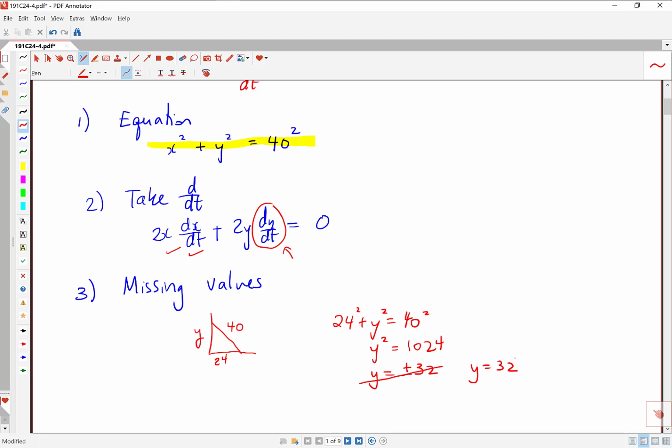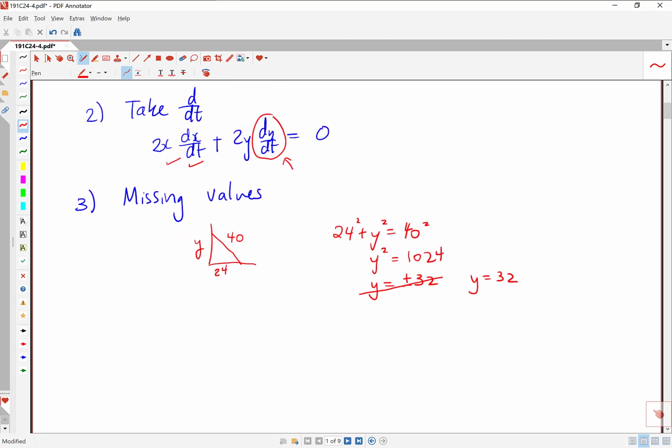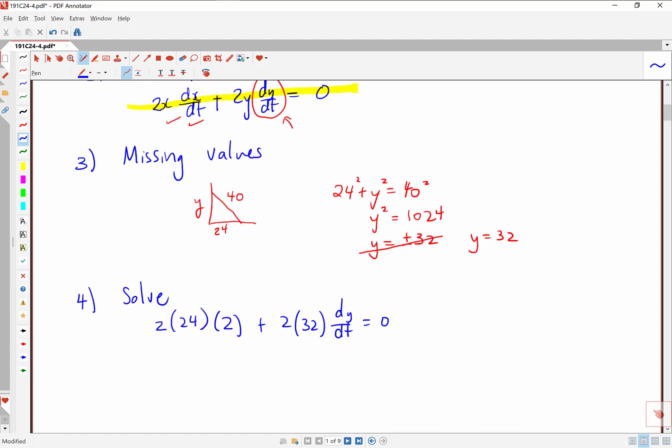Okay, so now that we've found that, we can take that, put that into the equation that we built in step 2, and this is where we will solve the problem. So we'll call this step 4, solving. Okay, so look back to the equation that we had from step 2 and just plug everything in. So we know our x value is 24. We know our dx by dt is equal to 2. So that's the rate at which the base is sliding away from the wall. We've got plus 2 times our y value, which was 32, times our mystery dy by dt is equal to 0. Great, so we'll have our answer in just about one step.